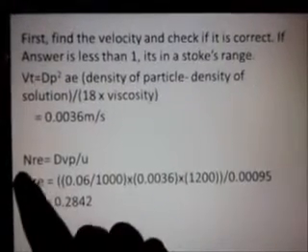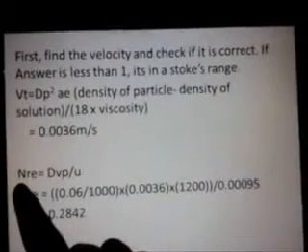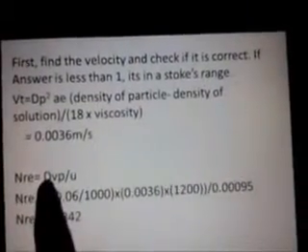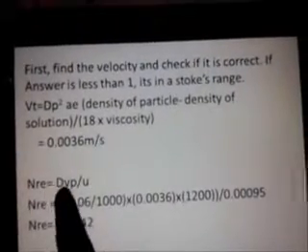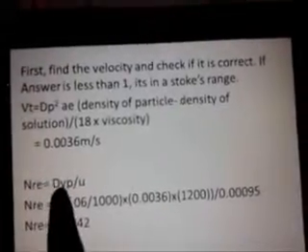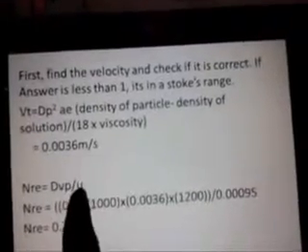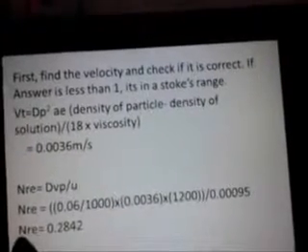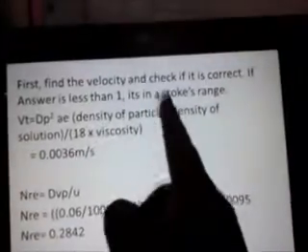And then we now check if the Reynolds number is less than 1. So this d is equal to the diameter of the particle, this v is just equal to Vt, and this rho is equal to the density of the solution, all over the viscosity. Then I'll get an answer of 0.2842 for NRe. So it's within the Stokes range. So the assumption is correct.